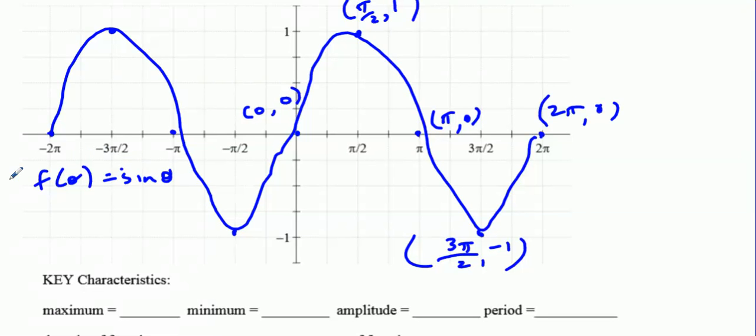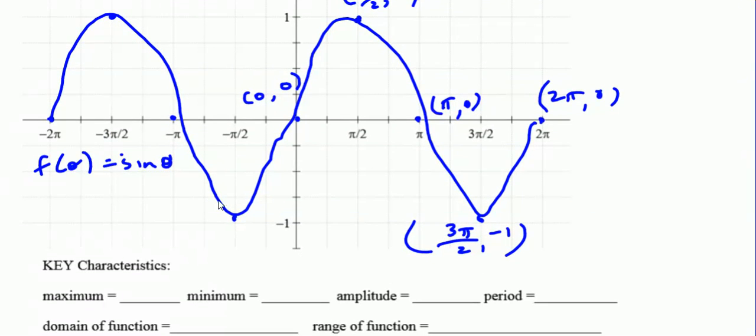Let's talk about some properties. The maximum value, of course, is 1. The minimum is negative 1. The amplitude, which is the distance from the middle of the graph going vertically, if you will, to either the max or the min, is going to be 1 unit in this case. If it were a word problem, it might have units like centimeters or something. But for now, we'll just put the generic unit.